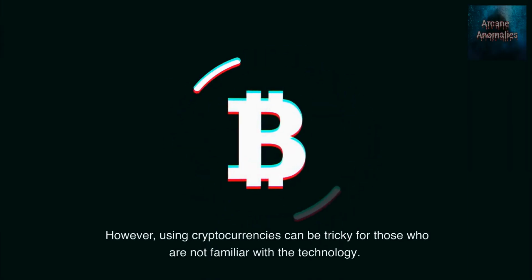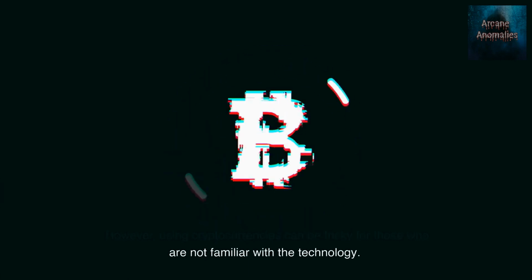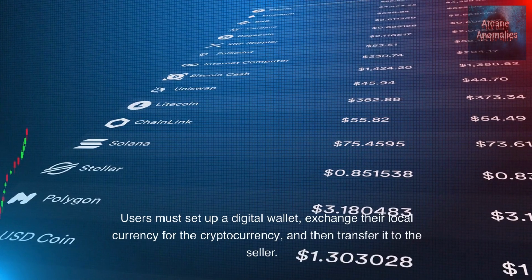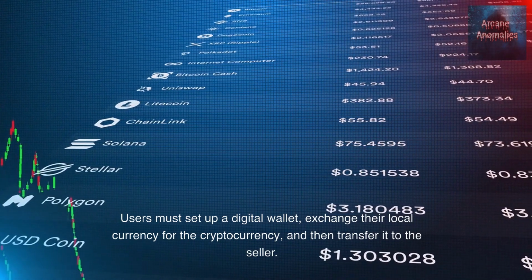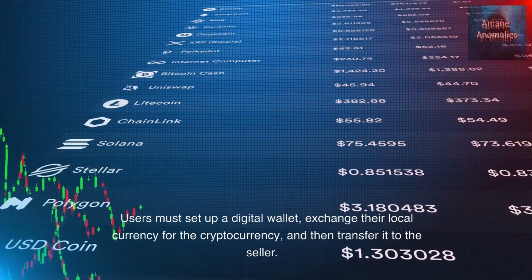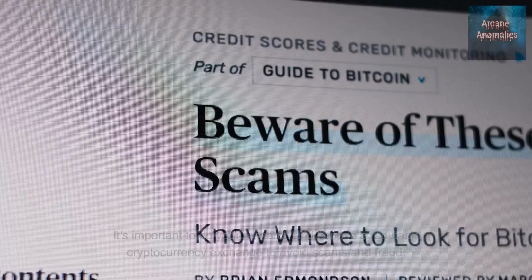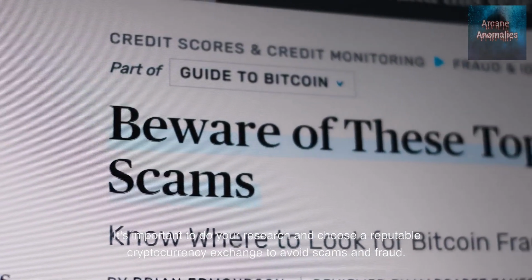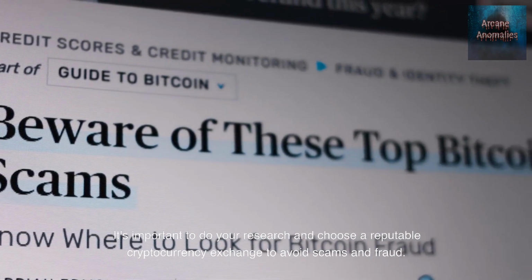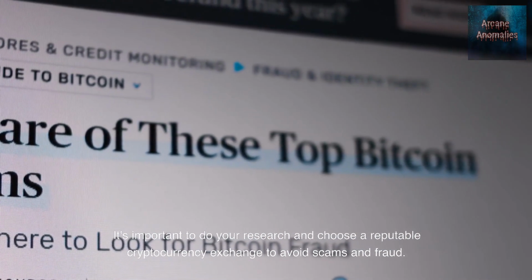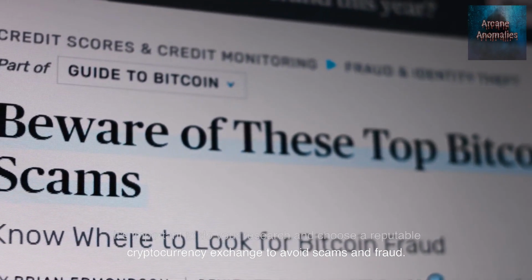However, using cryptocurrencies can be tricky for those who are not familiar with the technology. Users must set up a digital wallet, exchange their local currency for the cryptocurrency, and then transfer it to the seller. It's important to do your research and choose a reputable cryptocurrency exchange to avoid scams and fraud.